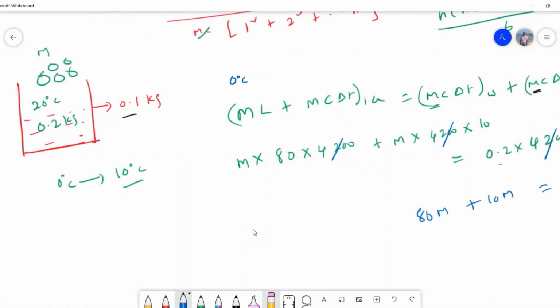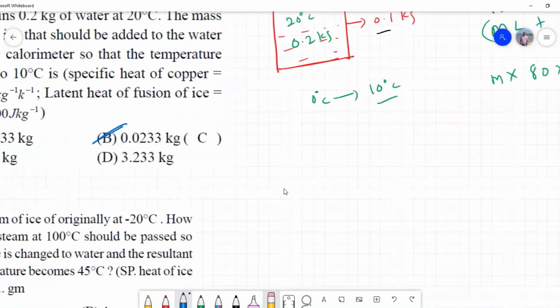So again, 0 degree centigrade ice becomes 0 degree centigrade water. This 0 degree water becomes 10 degree centigrade water. So that's mL plus mc delta T. And the temperature of water changes by 10, it is given. For both water and calorimeter, the temperature change is given. Directly we can use 10.